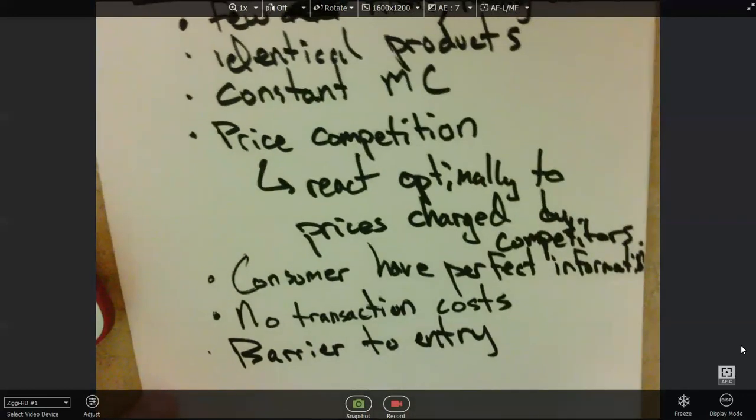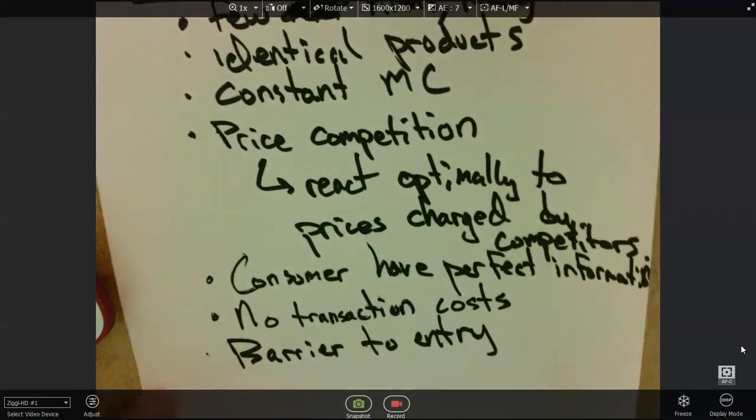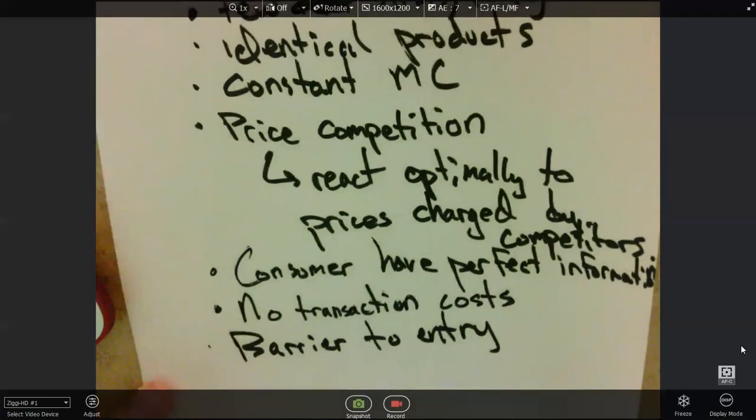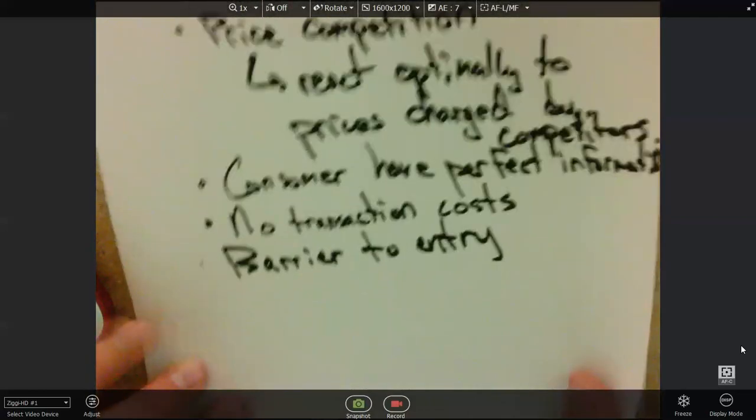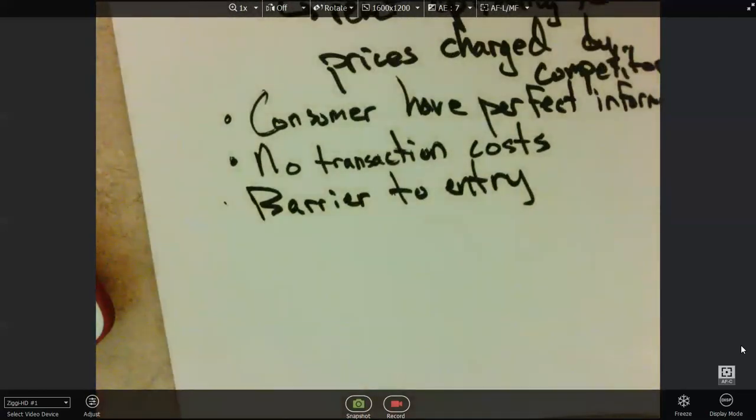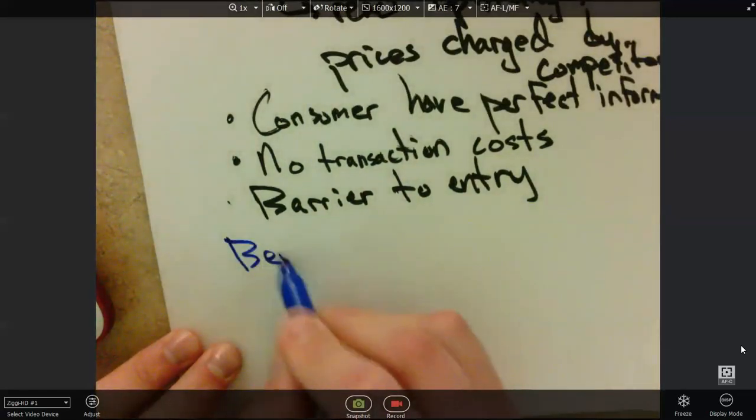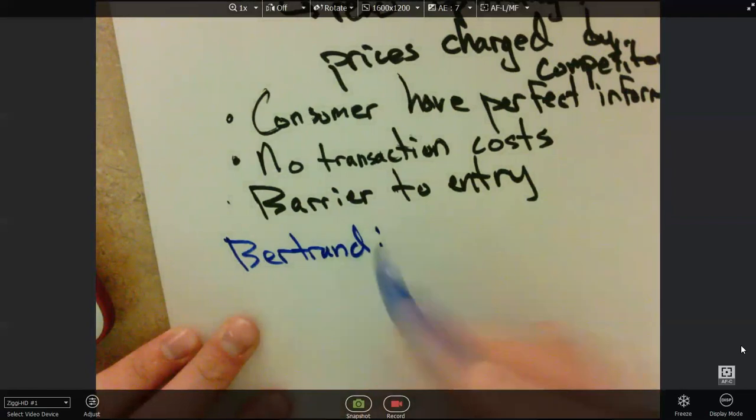So when we are in equilibrium for a Bertrand oligopoly, what does that actually mean? What does that mean when we are in equilibrium? Bertrand equilibrium.